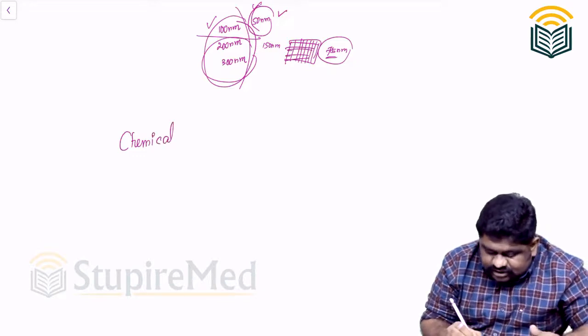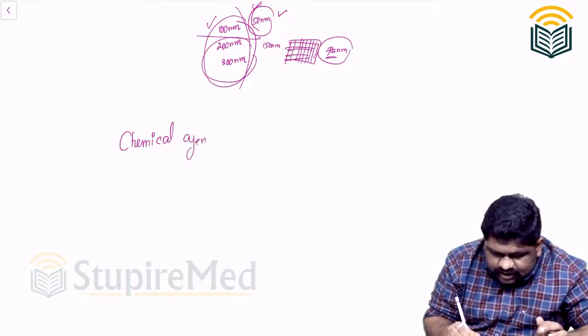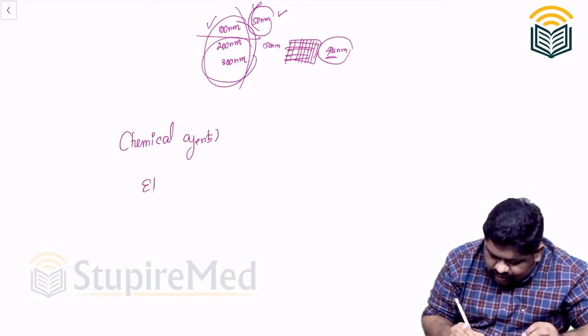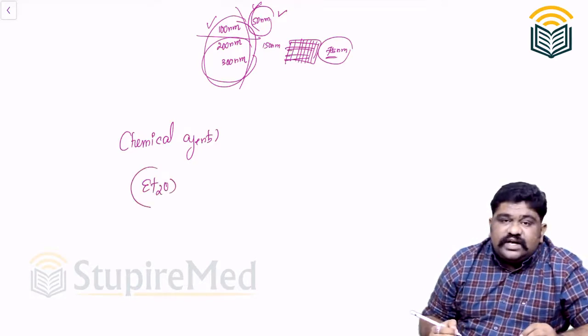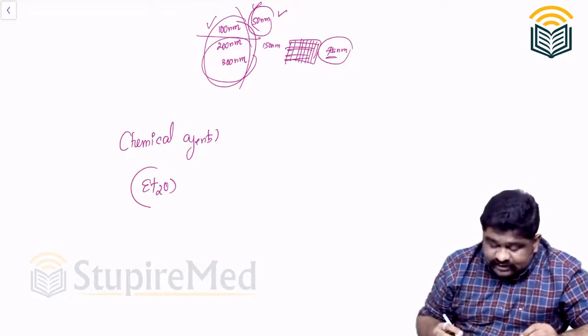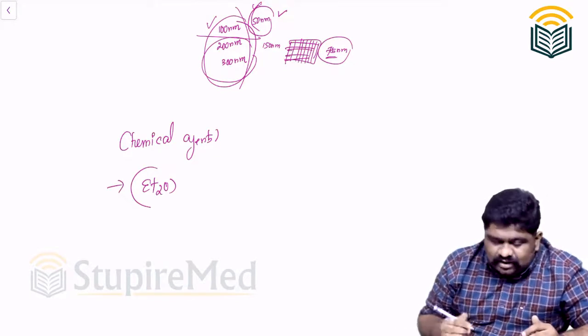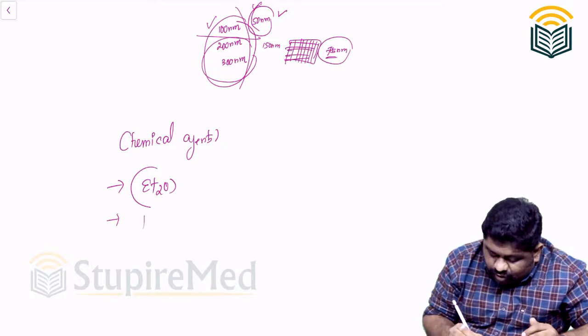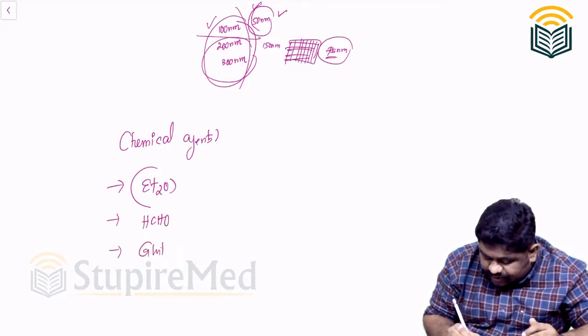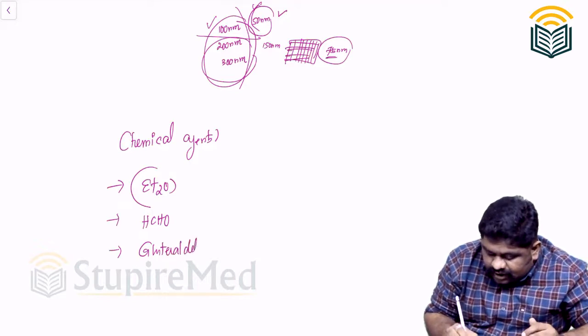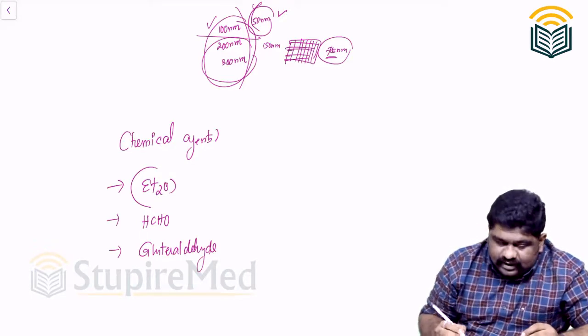The chemical agents most commonly used can be ethylene oxide, referred to as ETO, even in case of exams. So if you see this word, please don't be panicky. It is just ethylene oxide. And you can have formaldehyde. Apart from that, you can have glutaraldehyde. Remember, glutaraldehyde is more effective than formaldehyde.